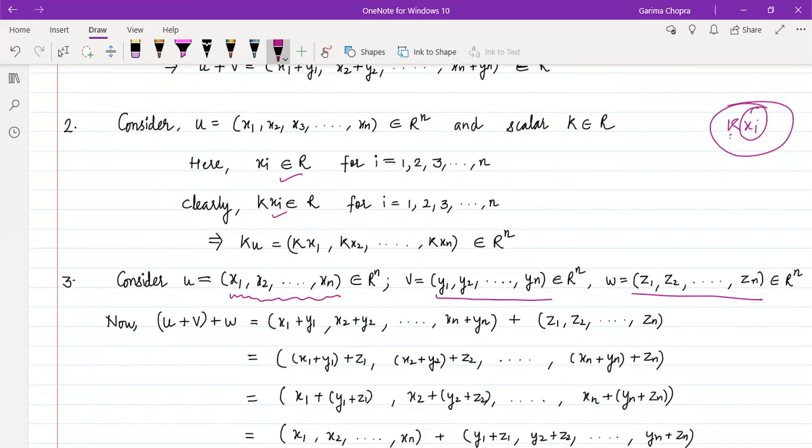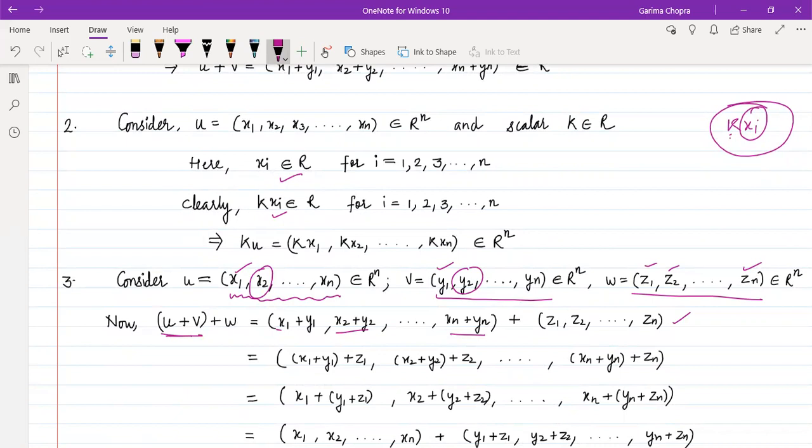So when we add these two vectors u and v, their respective components will be added. So x1 plus y1, x2 plus y2, this one, then the nth component will be xn plus yn. So we have evaluated this u plus v here, plus this vector w, whose components are z1, z2, zn. And now in the second step, we are adding these two vectors, x1 plus y1 plus z1, and the nth component will be xn plus yn plus zn.